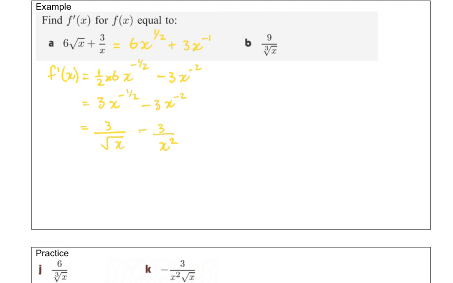Okay, so we have a cubed root here, and it's a negative as well. So let's rewrite that. X to the power of negative 1/3. So still bring the power down, decrease the power by 1. So 9 lots of negative 1/3 is going to give us negative 3. And I'm just going to leave it as x to the 4/3. That's fine.